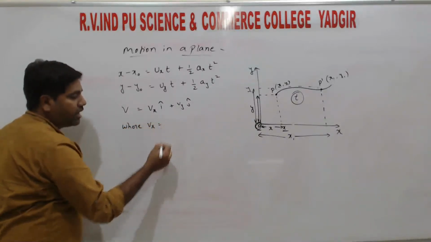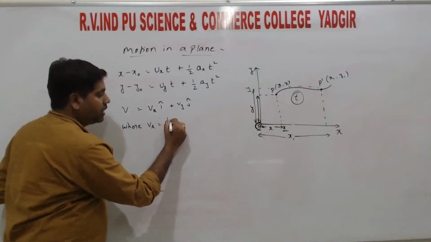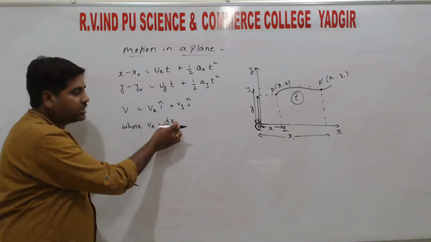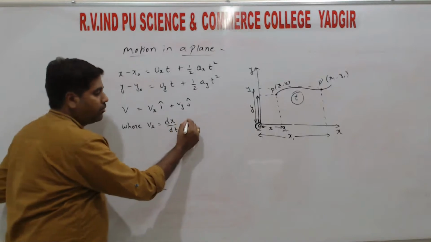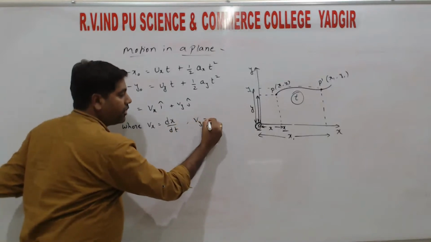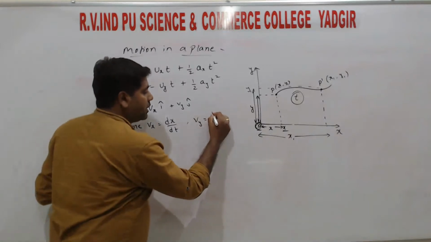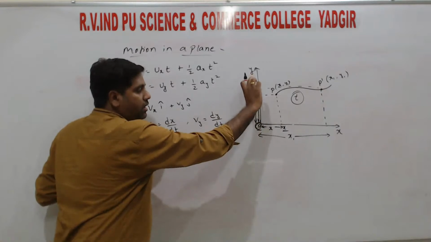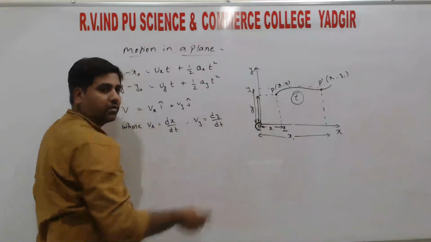vx we can define as the rate of change of displacement with respect to time, that is dx by dt, that means change in displacement along the x axis with respect to time. Similarly vy, the velocity along the y axis, we define as dy by dt, that is the change in vertical displacement to the time taken, right?